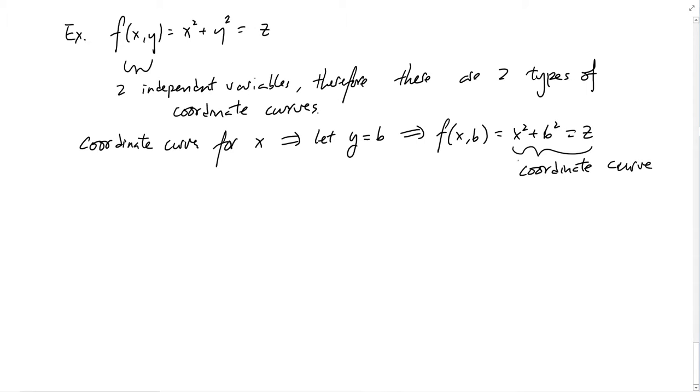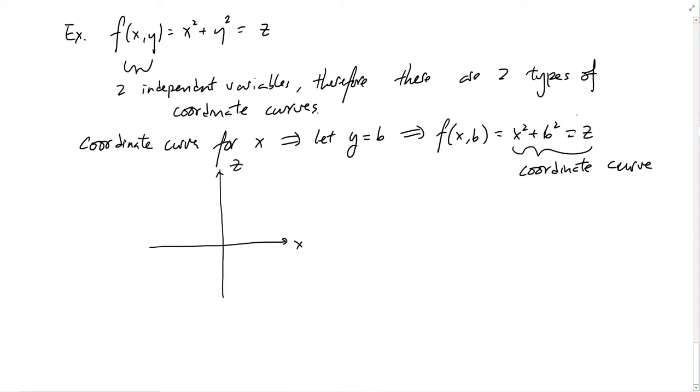Number one, this coordinate curve is not fixed because it depends on what b value is. Number two, this coordinate curve actually relates the single independent variable, in this case x, with the single dependent variable z. So therefore, this coordinate curve actually exists on the xz plane.